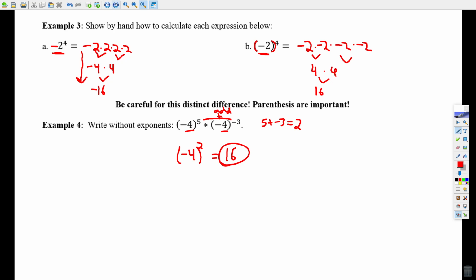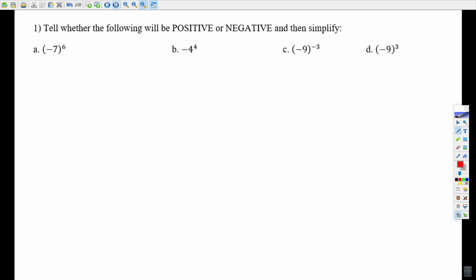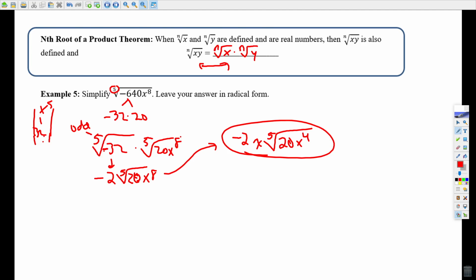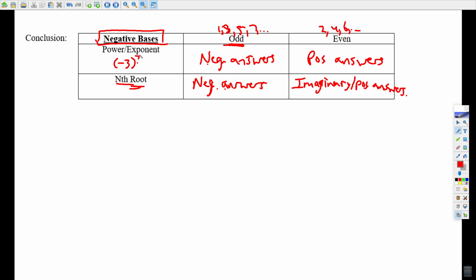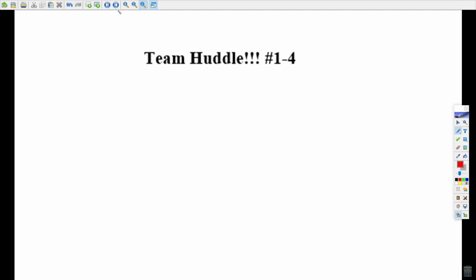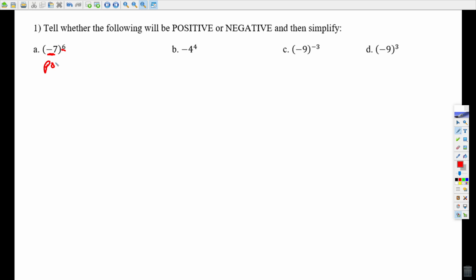Okay, let's maybe do some huddle, go through these real quick. Tell whether the following will be positive or negative, then simplify. I'm just going to go through and talk about whether they're positive or negative, and then you guys can simplify. Remember, if you have a negative number that's raised to an even power, just keep going back to this table. Power exponent, even, we know it's going to be positive. So I'm just going to label these as positive.